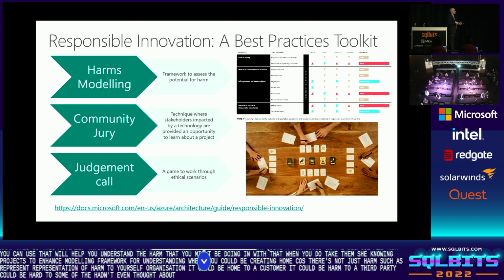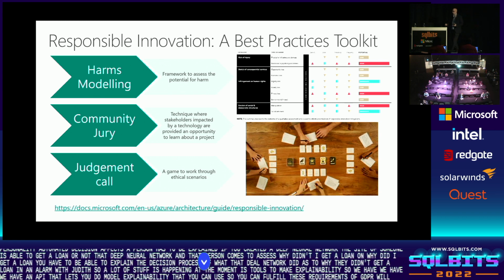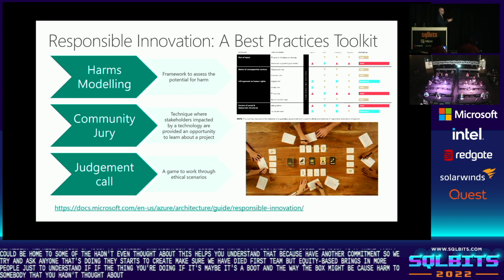We also have another tool called commitment jury. We try and ask anyone that's doing data science to make sure they have a diverse team. But a commitment jury basically brings in more people just to understand if the thing you're doing, if it's a bot and the way the bot talks, might cause harm to somebody that you hadn't potentially thought about. And then we have a card game called Judgment Call that you can play. Put your problem out, play that game, and it's a nice fun way of just thinking about your problems.